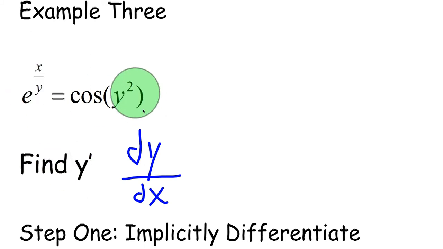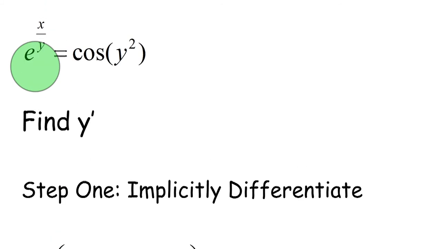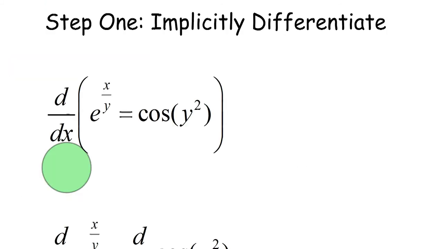This is definitely implicit differentiation. We're taking the derivative with respect to x, and we have a y and a y squared. We have one x in the equation. Let's go ahead and do step 1, which is to implicitly differentiate. And what that means is taking the derivative with respect to x.